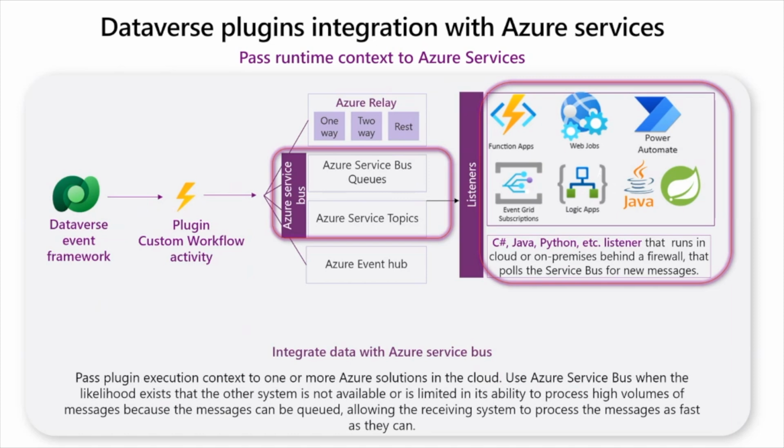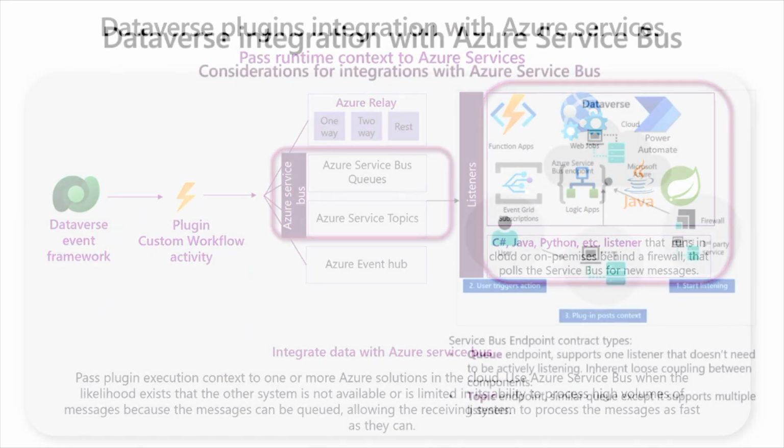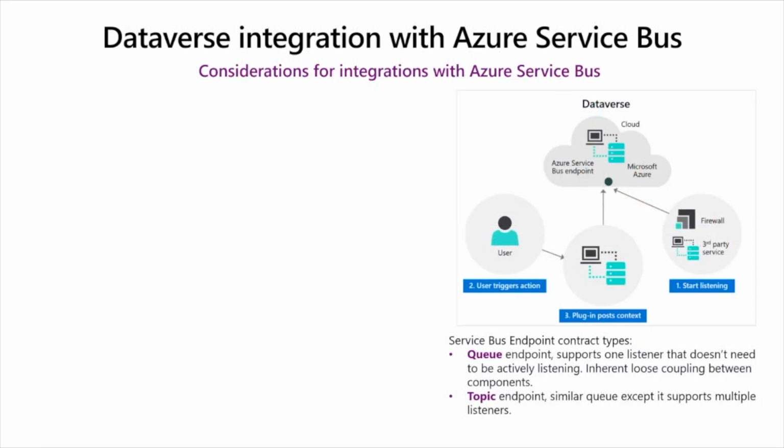The listener process can be, for example, an app in Microsoft Azure Logic Apps that is triggered automatically when a new message is posted, a function in Microsoft Azure Functions that is also triggered automatically when the message is posted, or even a C# program that runs on premises that can poll the Service Bus for new messages. Service Bus messages are received at an endpoint, also using queues or topics.